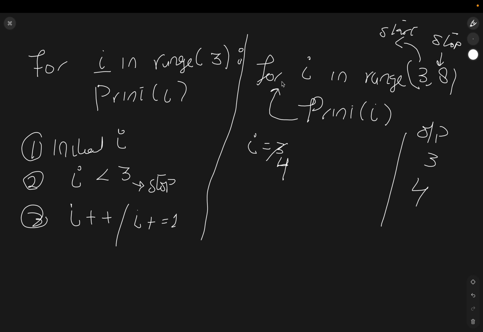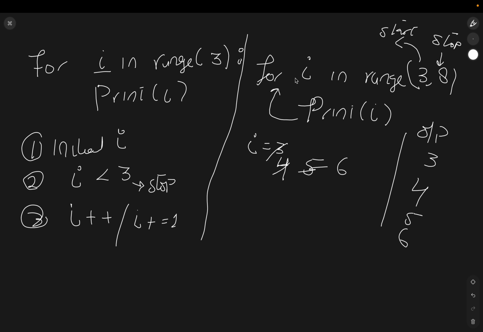After that I come back again to this for loop. Now i is incremented by 1, it will be 5. Now I check is 5 less than 8, yes, so print 5. Then again I come back here and increment i, now it will be 6. Now I check is 6 less than 8, yes, condition true, so I print 6.